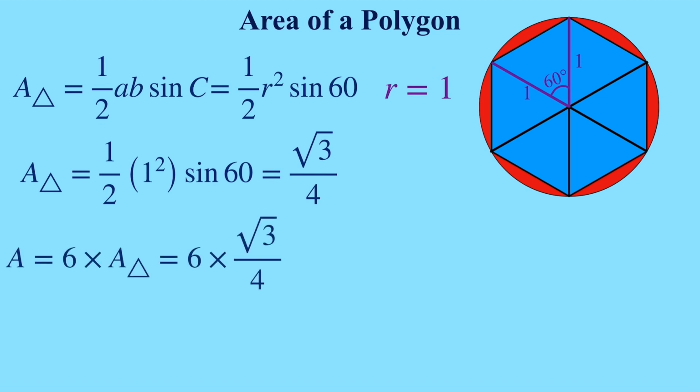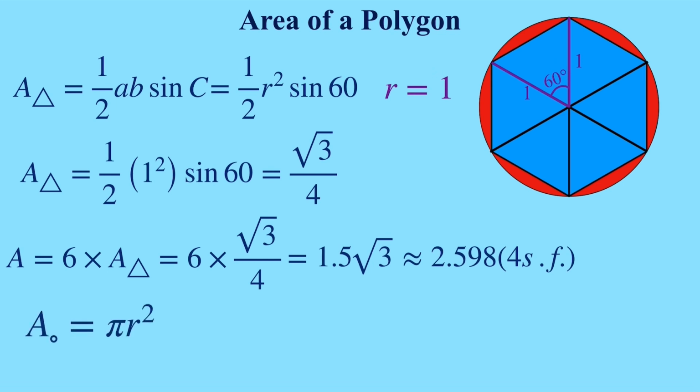We can then multiply by 6 because there are 6 triangles in the entire hexagon, and that will give us that the area of the entire hexagon is 6 times root 3 over 4. That's about 2.598. The final step is to actually look at why this is an estimate for pi. So we know, as you probably know, A is equal to pi r squared. Talked about that earlier. And we know here that we've set the radius to be 1. So we can simply say that the area of the circle is equal to pi times 1 squared.